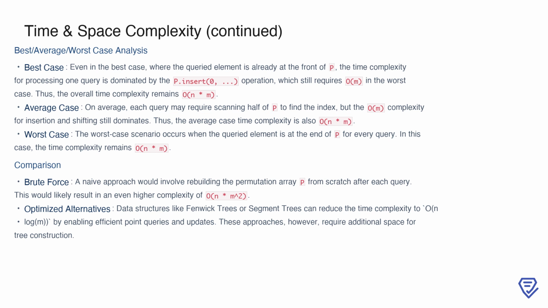Compared to a brute force approach that might rebuild the permutation array from scratch after each query, which could result in O(n*m²), this implementation is more efficient. However, advanced data structures like Fenwick trees or segment trees can further optimize the process, reducing the time complexity to O(n*log m) through efficient query and update operations, albeit at the cost of additional space.